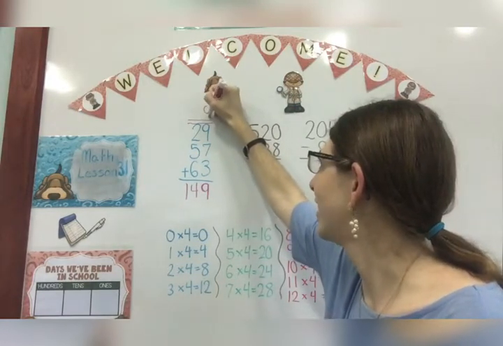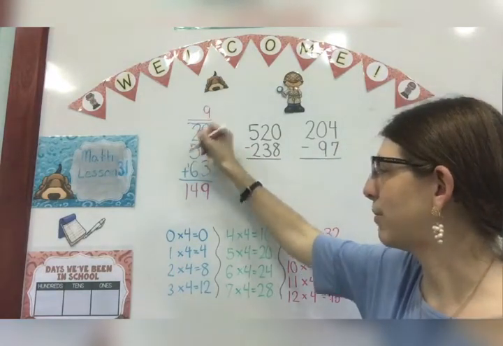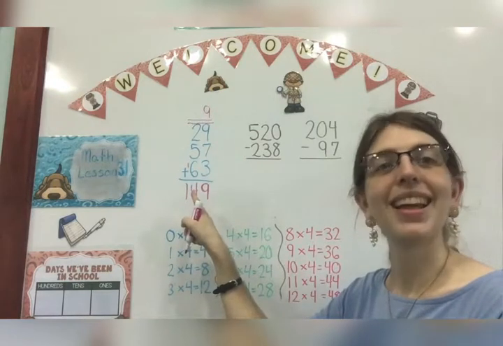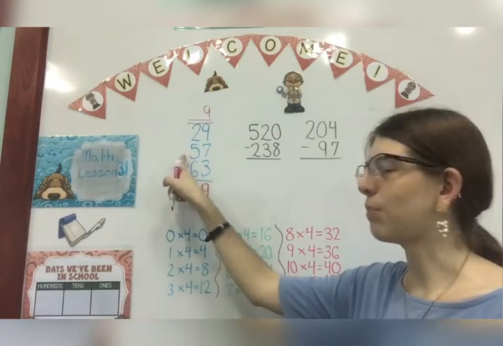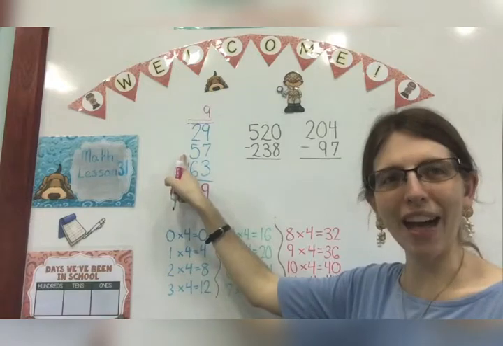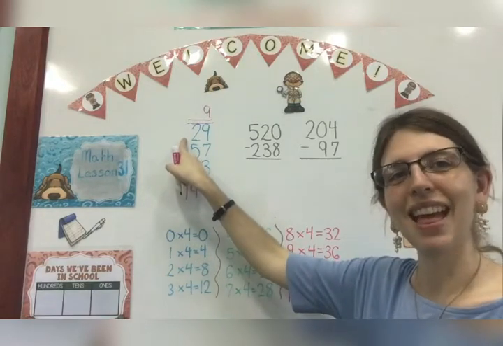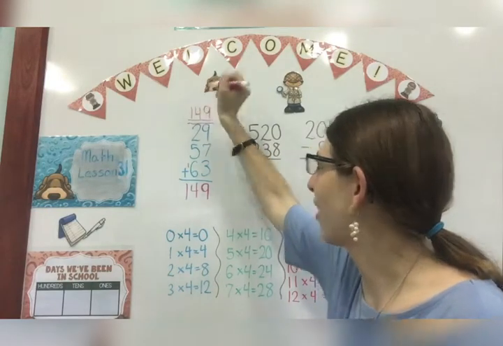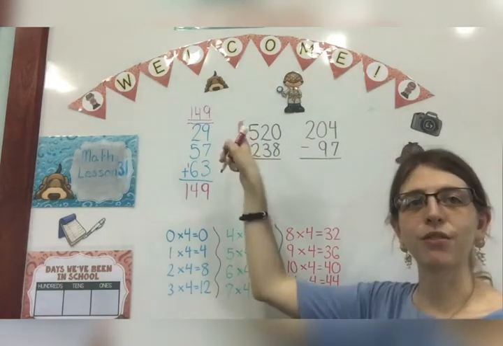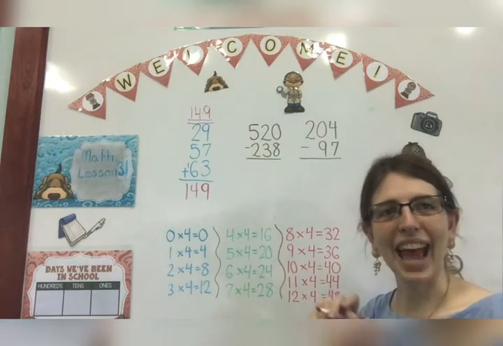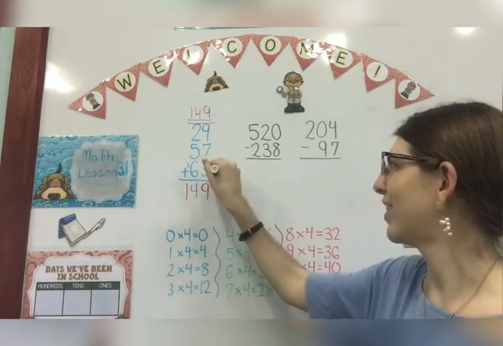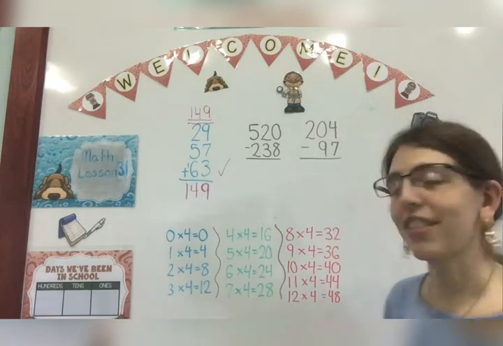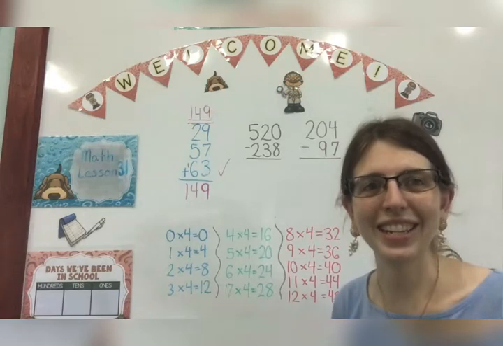So we put our 9 down and carry the 1, but this time to the bottom. 1 plus 6 is 7. Plus 5 more, 12. Plus 2, 14. So we write 14 here. I have 149 at the top and at the bottom. So I have the correct answer. There you go. Okay, that's all that you have to do to check addition.